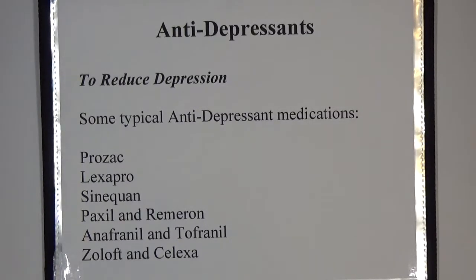Antidepressants to reduce depression. An antidepressant is a psychiatric medication used to alleviate mood disorders, such as major depression. Most typical antidepressants have a delayed onset of action in about 2 to 6 weeks and are usually administered for anywhere from months to years. Antidepressants are often used to treat other conditions such as anxiety disorders, obsessive-compulsive disorders, and eating disorders. Some typical antidepressant medications are Prozac, Lexapro, Sinequan, Paxil, Remeron, Anafranil, Tofranil, Zoloft, and Celexa.